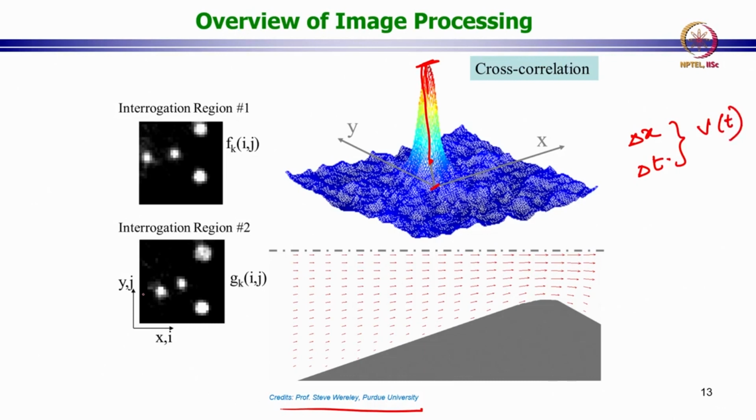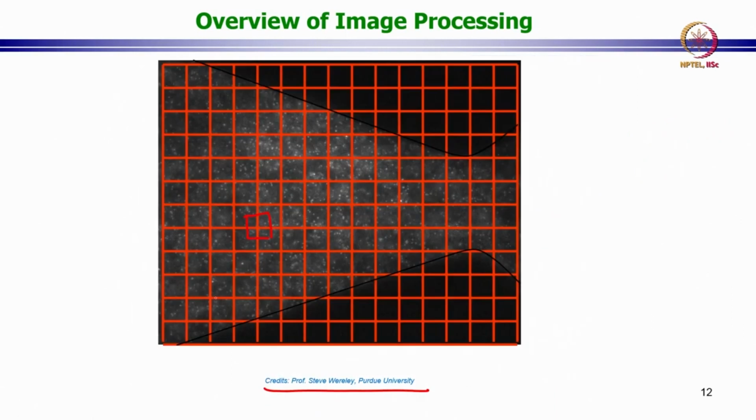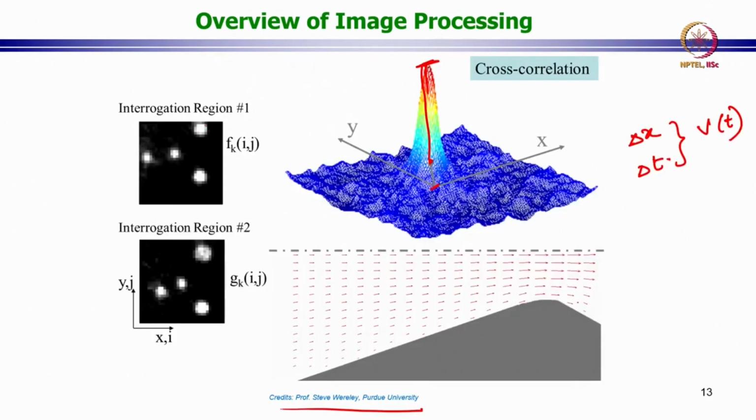of the window itself. Once you have that, then you combine all the data when you are doing this interrogation for each and every single interrogation window. For example, here you do this for all the different grid points, and you end up with velocity vectors at each and every different grid point. Okay.